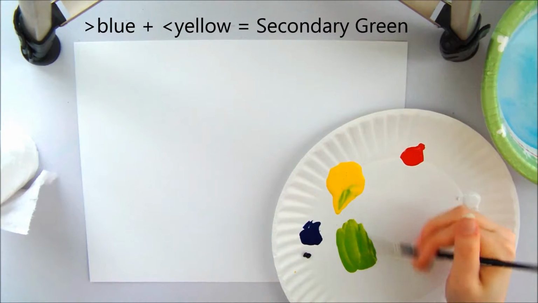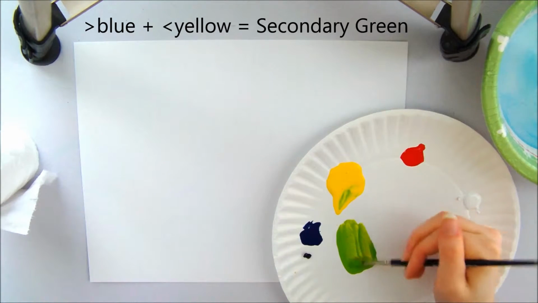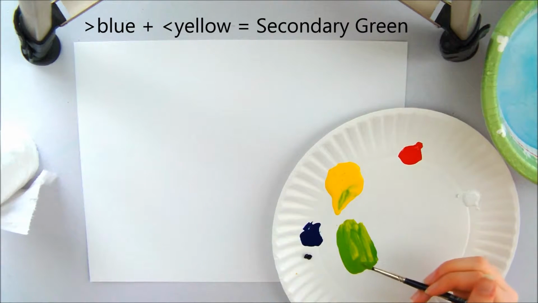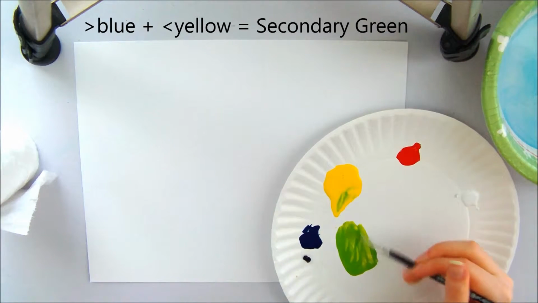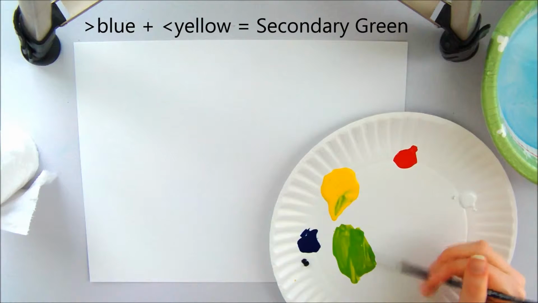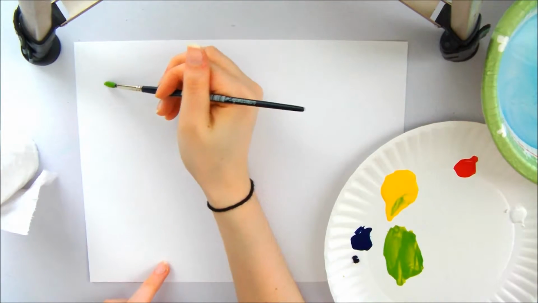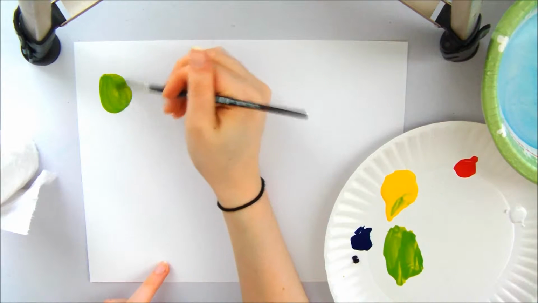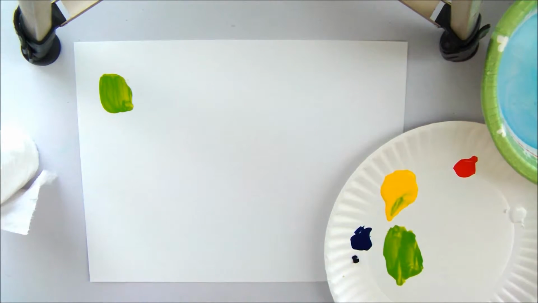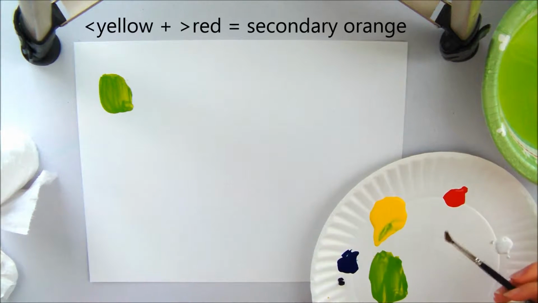I'm grabbing from the yellow even though I still have green on here. I always break that rule, I don't know why. But here is secondary green. So let's put that over here. Secondary green.